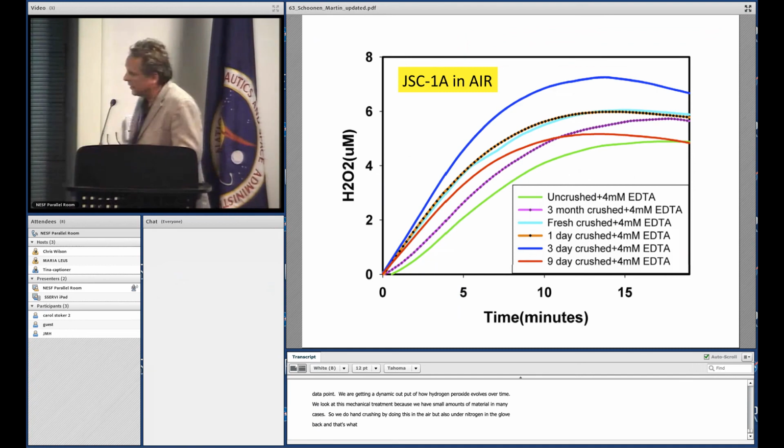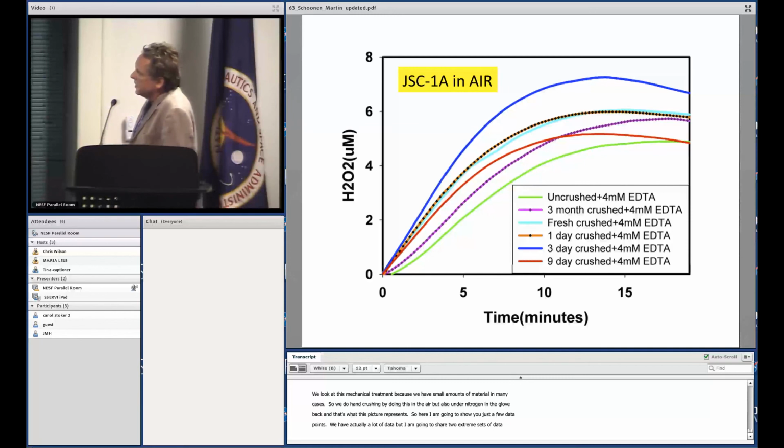So here I'm going to show you just a few data points. We have actually a lot of data, but I'm going to share just two extreme sets of data. So this is probably the most used simulant. This is the JSC1A, and this is an experiment done in air. So here we are taking this particular simulant, which actually we can get in large quantities. We measure the hydrogen peroxide using this probe, and this is time. So these experiments run for about 20 minutes, and what's important here, we have hundreds and hundreds of data points.